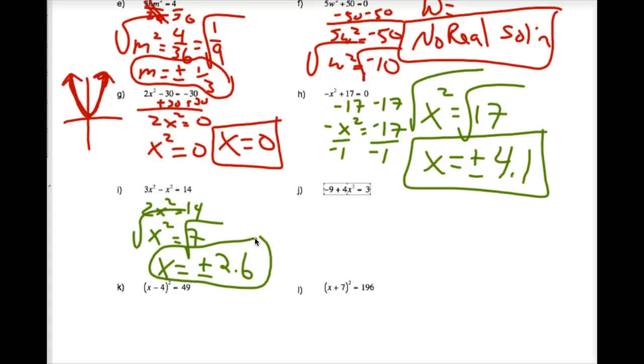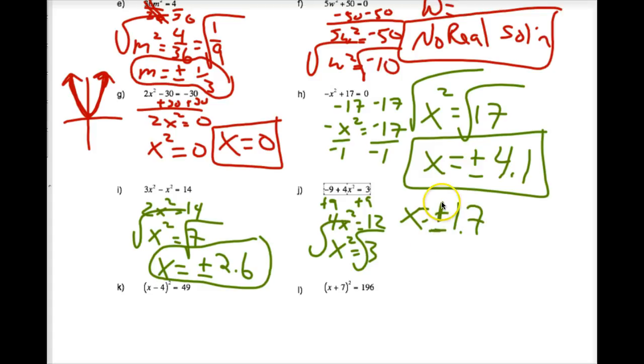Fantastic. Okay, next one, add 9. 4x squared equals 12. X squared equals 3. X equals plus or minus 1.7. That was the worst equal sign I ever made. X equals plus or minus 1.7. We're rounding to the nearest tenth.